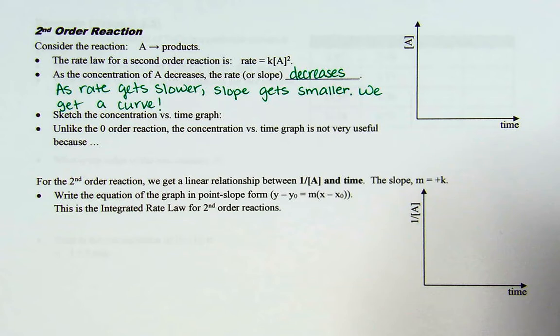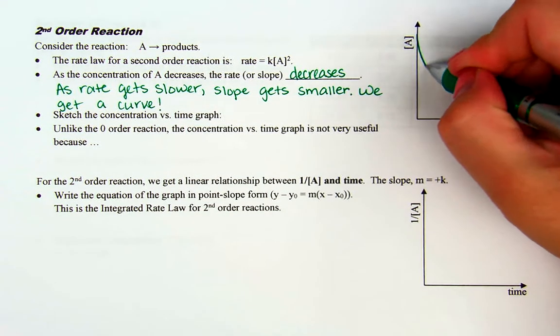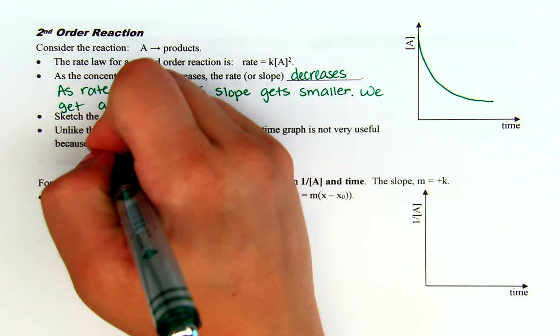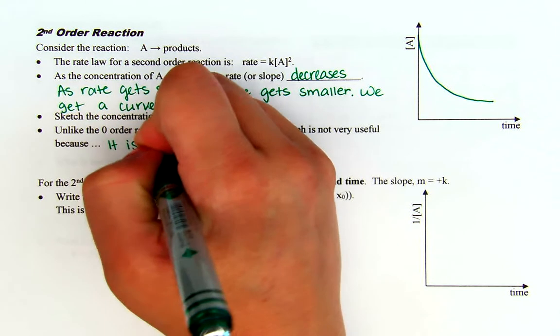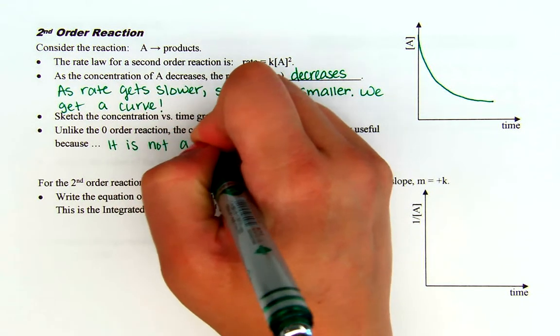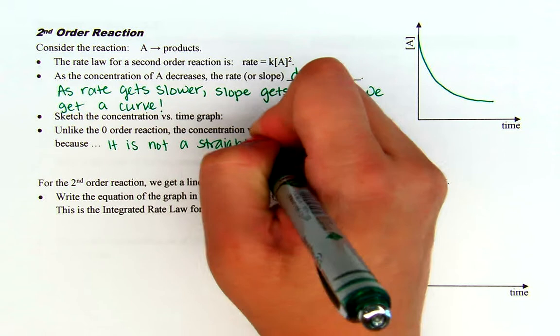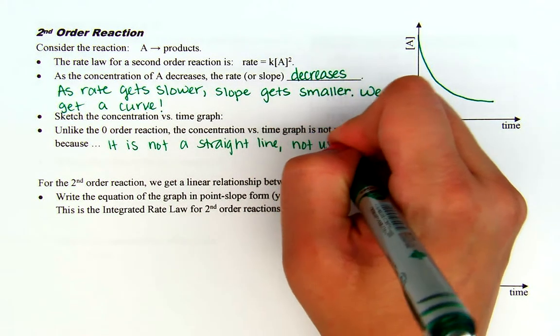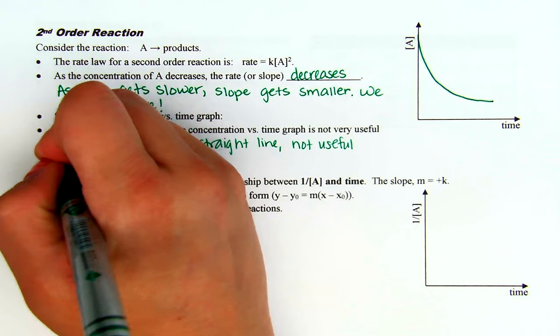Okay, so just sketching this quickly here, we don't know exactly what this curve is going to look like, but we get some kind of a curve there. So there's our sketch. Unlike the zero order reaction, again, just like before, the concentration versus time graph is not very useful because it's not a straight line. Not useful for analysis. We can't use any of our equations here.